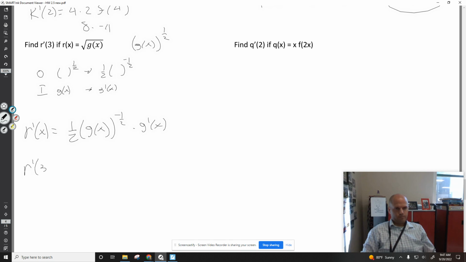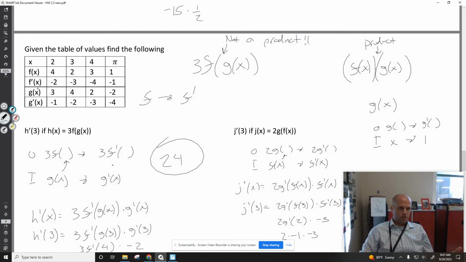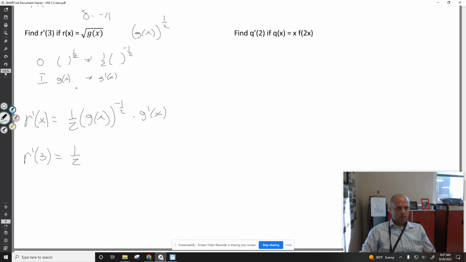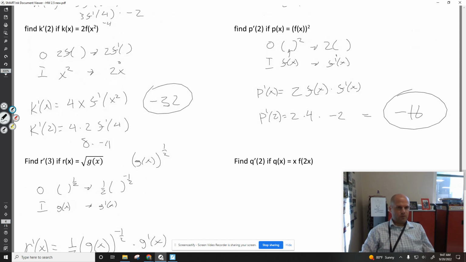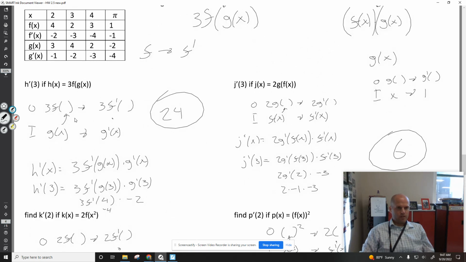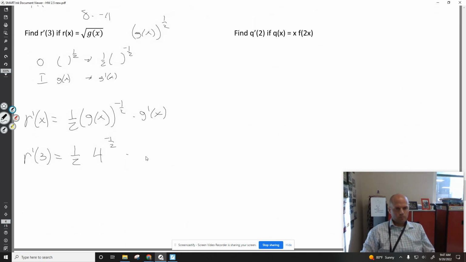Plugging in 3, 1/2 times g of 3, which is 4, g of 3 being 4 to the negative 1/2, times g prime of 3. G prime of 3 is negative 2. This 4 to the negative 1/2 is the same as 4 to the positive 1/2 in the denominator. I'll end up with negative 1/2 after all said and done. This is just 2. It's 1/2 times negative 2. It's negative 1/2.